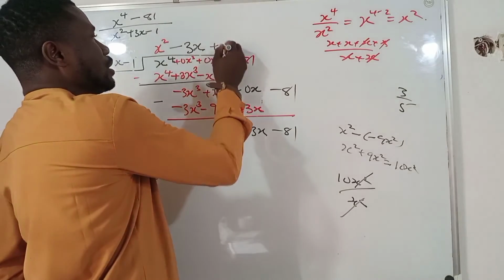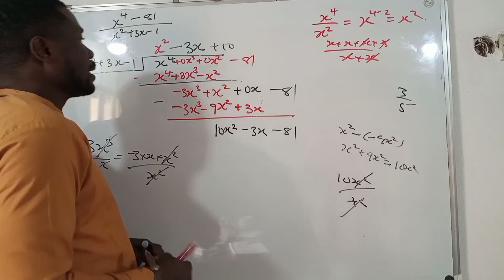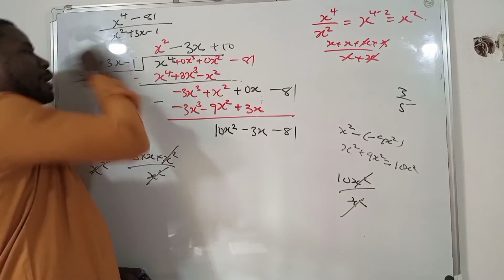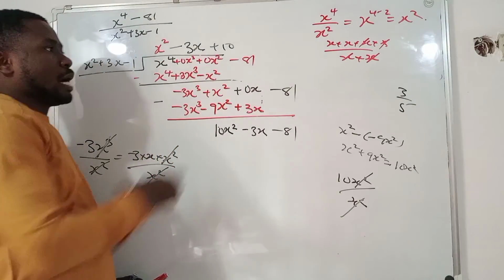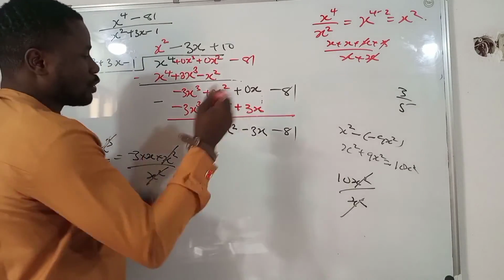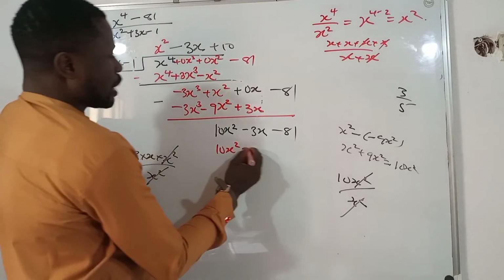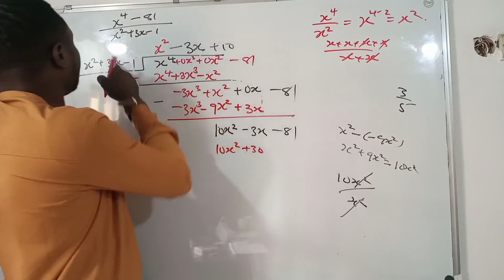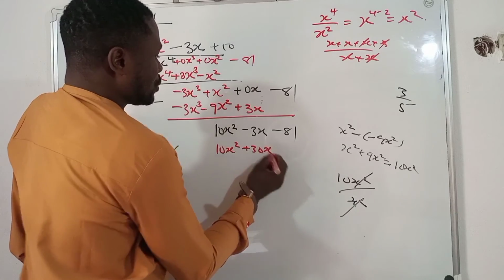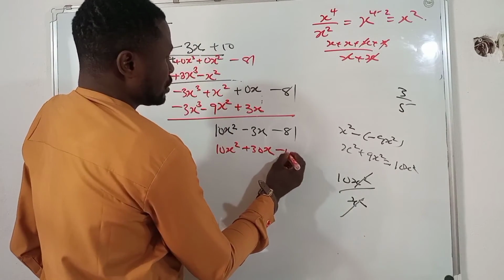That 10 has to be written here. Of course, anytime you write something up there, that thing must be used to multiply the components of the divisor. I will now say 10 times x squared, that of course will be 10x squared. 10 times 3x will be 30x. 10 times minus 1 will be minus 10.